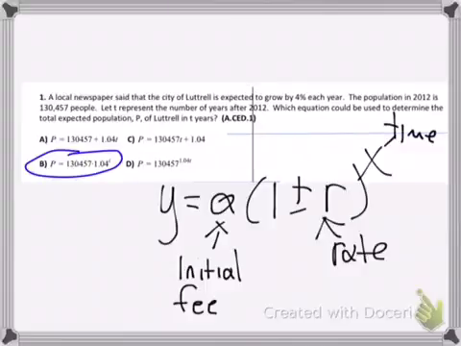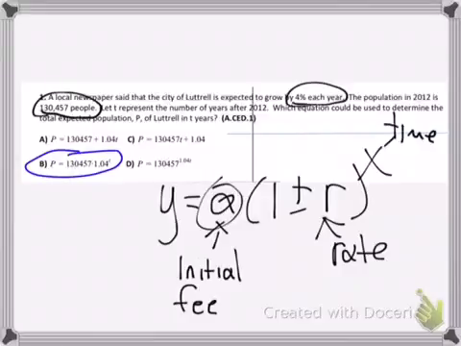Alright, so right here, local newspaper, it says the population in 2012 is 130,457. That goes for A, our initial, 4% each year. Change that to a decimal, it'll be 0.04. Move the decimal twice, it'll be 1 plus 0.04 because it says growing, so that'll be adding instead of subtracting. Notice it says plus and minus here.